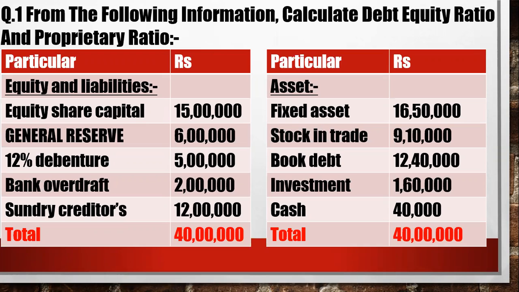So if shareholder fund is how much? 21 lakh, as we have calculated over here. Equity share capital, that is 15 lakh. General reserve, that is 6 lakh. So total equity share capital, or you can say the shareholder fund, that is 21 lakh you already have, upon total asset. So take the total of asset, balance sheet total, you can say, that is 40 lakh. So just calculate 21 lakh upon 40 lakh. So you will get an amount over here.